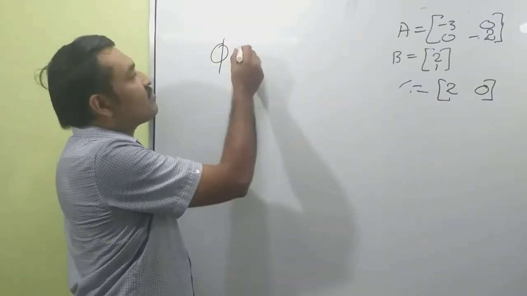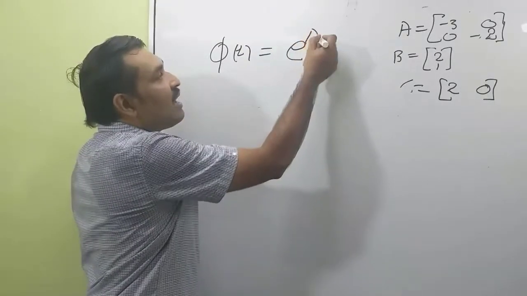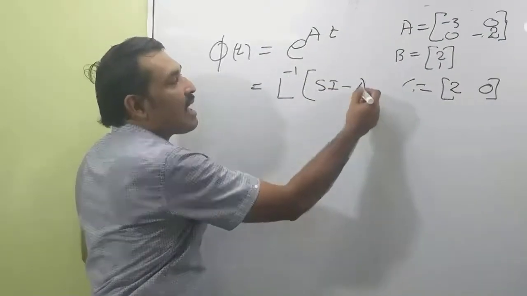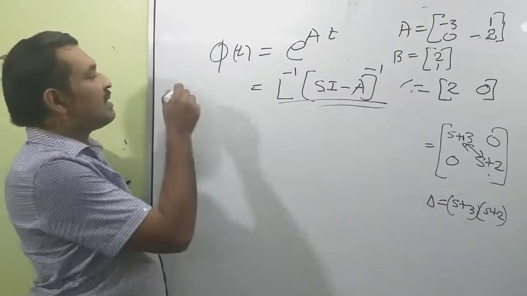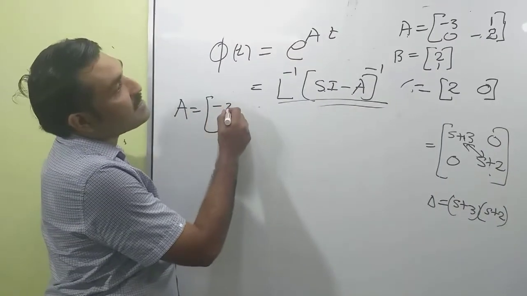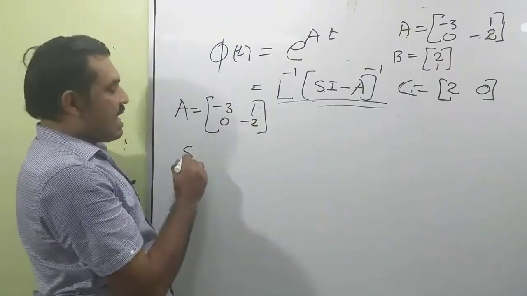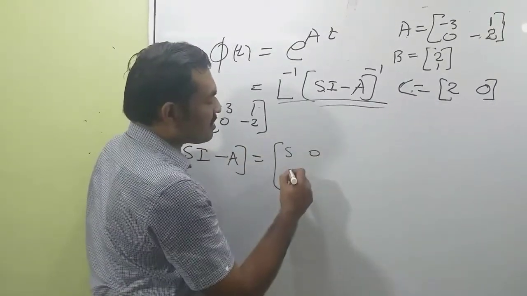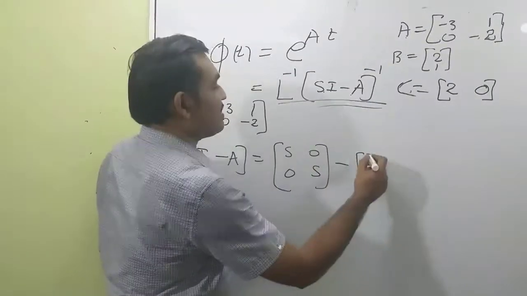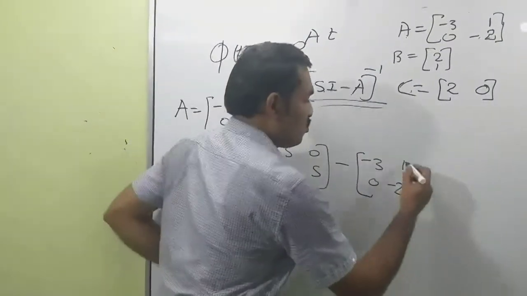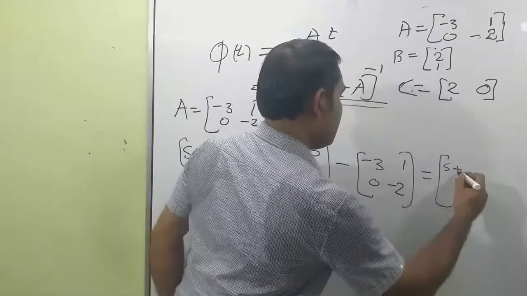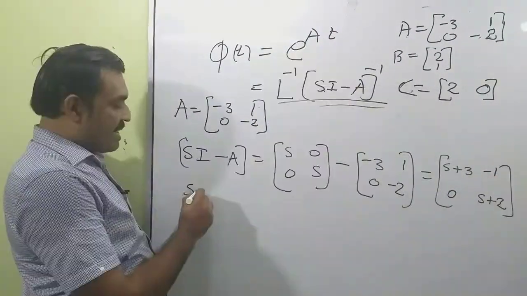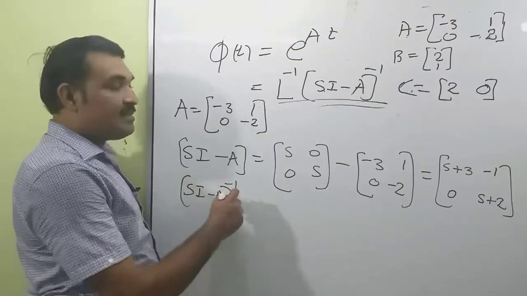The state transition matrix phi of t is equal to e raised to At. This is equal to L inverse of (sI minus A) inverse. So our A matrix is A equal to [minus 3, 1; 0, minus 2]. sI minus A is equal to [s, 0; 0, s] minus the A matrix [minus 3, 1; 0, minus 2]. This is equal to [s plus 3, minus 1; 0, s plus 2]. (sI minus A) inverse is a 2 by 2 matrix.